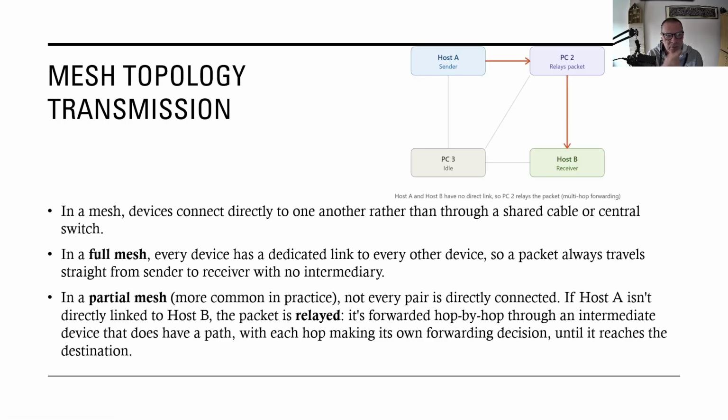And in mesh, the packets may go directly from one device to another device, or they may need to be relayed along the way by another device, like an intermediate device. Obviously, security-wise, it's good when it goes direct to another device, but not so good when it has to be relayed by another device.